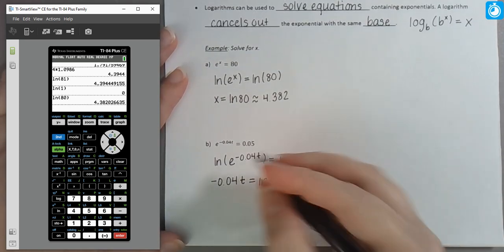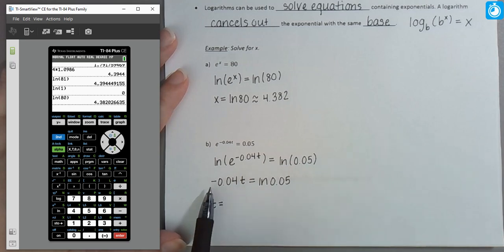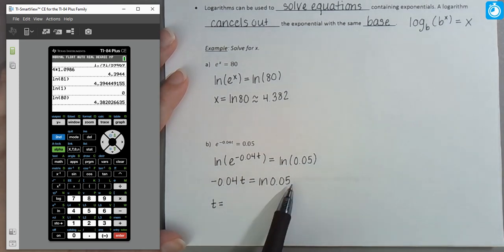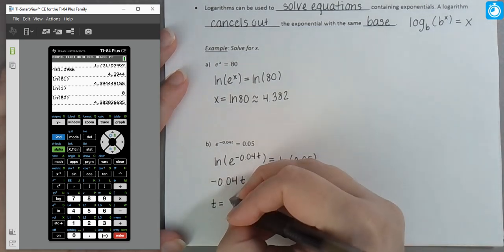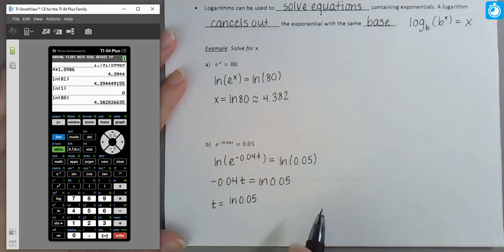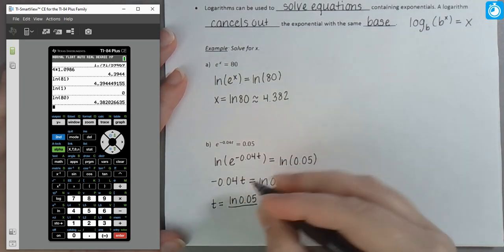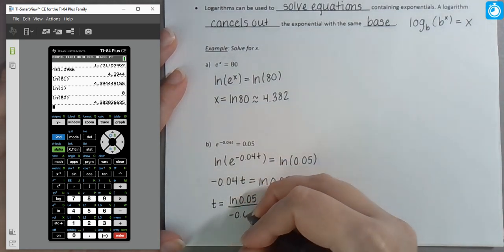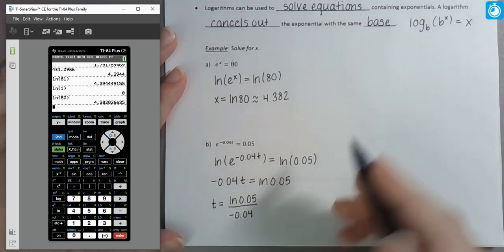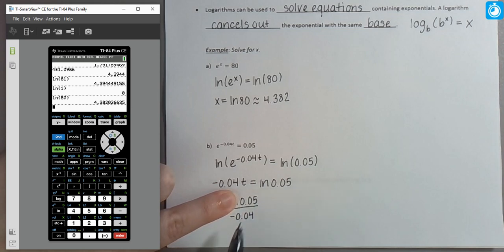So if I want to isolate my variable, in this case t, I'm going to divide out the coefficient on both sides. So we have the natural log of 0.05, which is just a number. It's not a pretty number, but it's just a number. And that is then being divided by negative 0.04. Now, as tempting as it is, you can't do anything to either cancel or somehow combine 0.05 and negative 0.04.